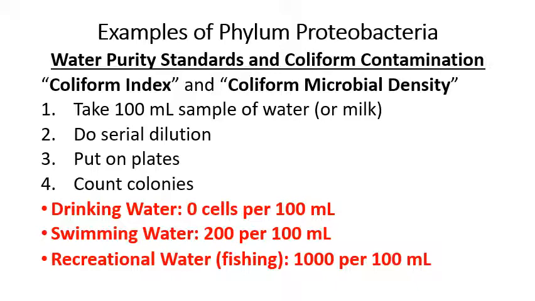Okay, what if you just want to go out and catch fish? You can have up to 1,000 cells in 100 milliliters of water. That's dirty, but you're going to wash the fish anyway before you cook it, and presumably you're going to cook it well before you eat it, because otherwise you could catch, what would you catch? Which of the helminths is a common contaminant of undercooked fish? Diphyllobothrium latum. So you could get that if you don't cook the fish well enough. But it's okay to fish in water that has a coliform index of 1,000 cells per 100 mils.